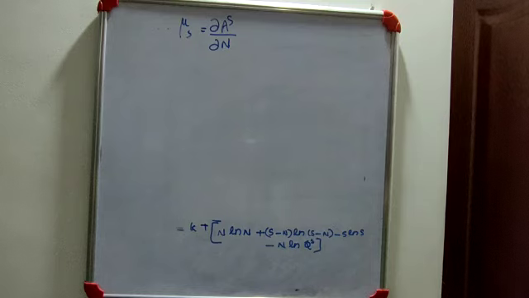We know that the chemical potential is dou A by dou n. So we have to differentiate the expression that we have obtained in the last step with respect to n.